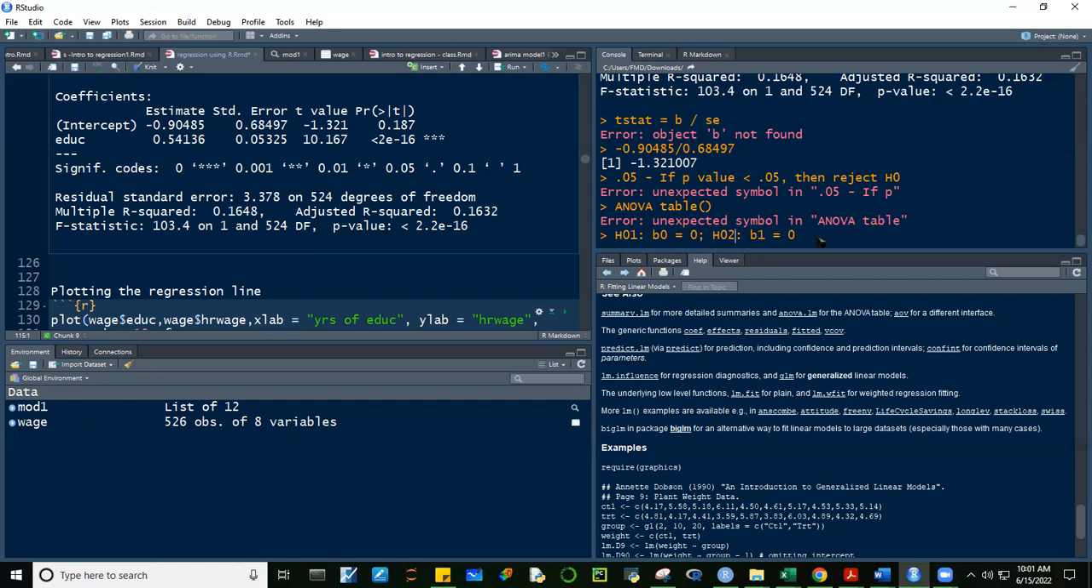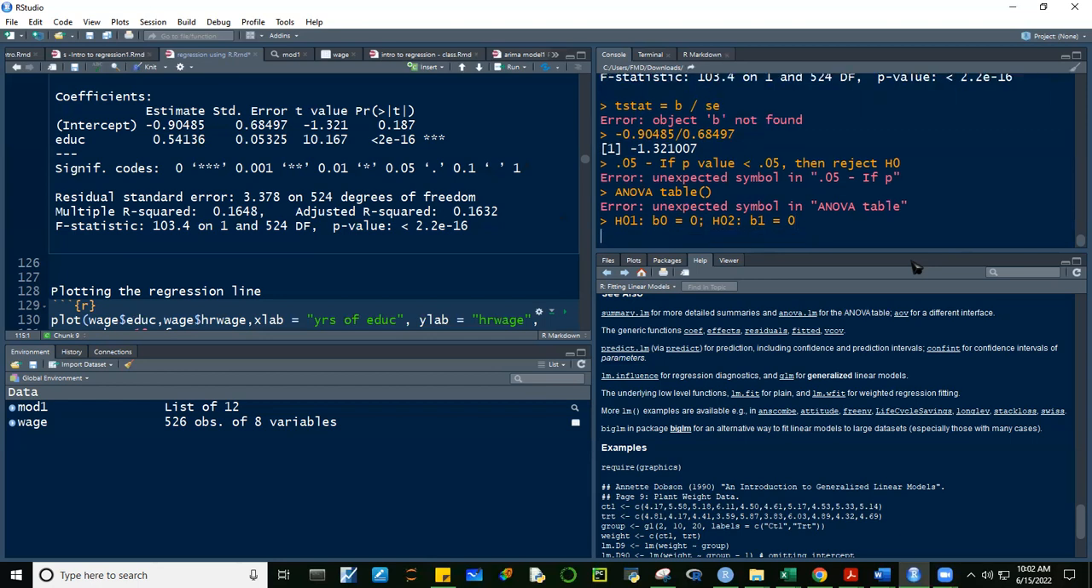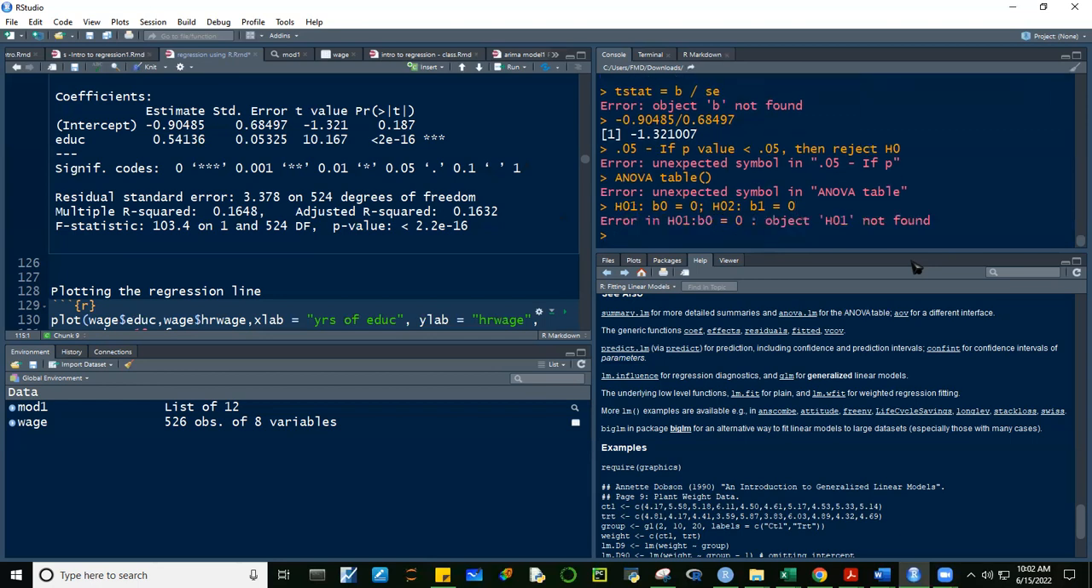Which is, what do we conclude? What do we infer here? We reject the null hypothesis that beta 1 is equal to 0. Okay? Kasi this value is less than 0.05. Ano ibig sabihin ng 2e to the negative 16? What does that mean? Ano ibig sabihin ng 2e to the negative 16?